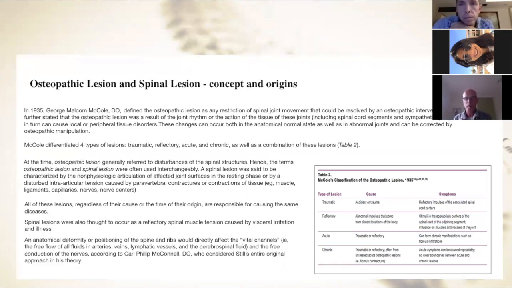We're looking at the different nature of the lesion being that of traumatic, so caused by trauma, reflecting associated spinal cord centers, so certain segmental involvement there, non-physiological articulation affecting joint surfaces in resting phase or by disturbed intra-articular tension. All these lesions, regardless of their cause at the time of origin, are responsible for causing the same diseases. So there's this idea that the lesion pattern presents potential causality of disease or dysfunction. And then anatomical deformity or position of the spine and ribs will directly affect the vital channels, i.e. free fluids or arteries, veins, lymphatic vessels, etc. So there's that dynamic of changing the concept from being purely osseous into the physiological realm.